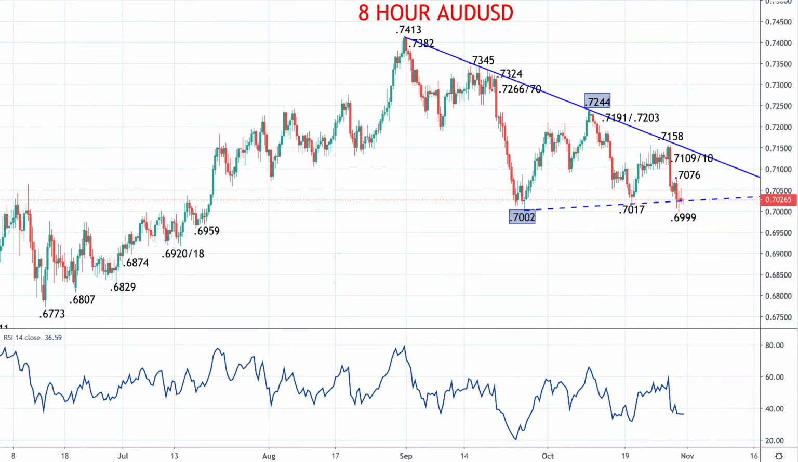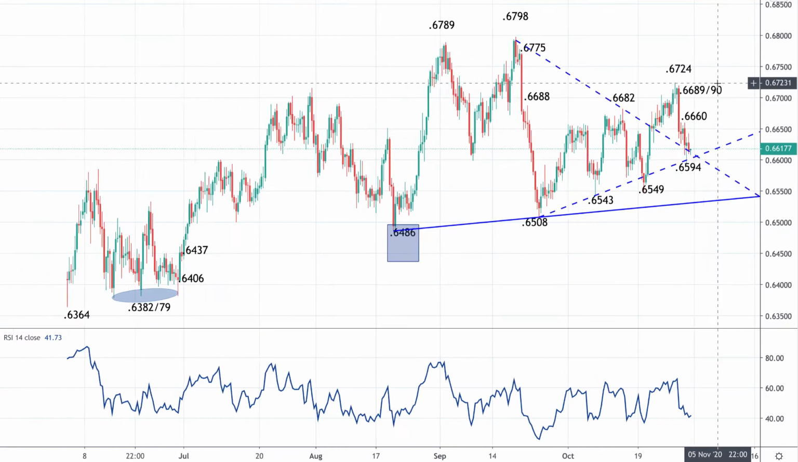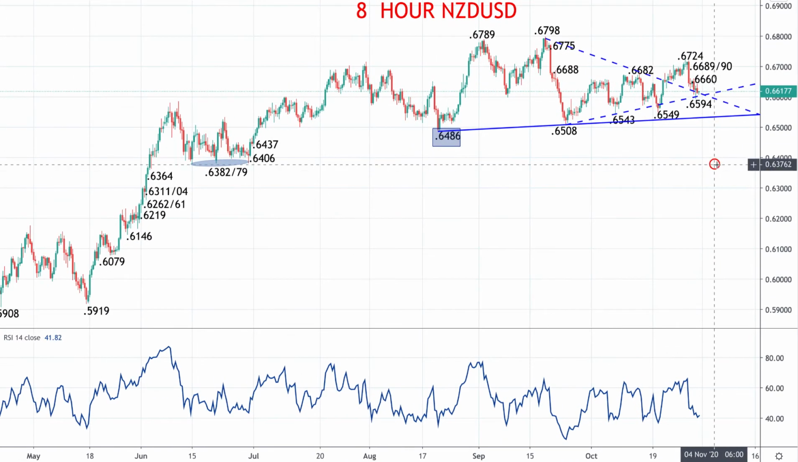So certainly very much seeing a risk off scenario for these risk currencies, and they're looking more vulnerable. So Aussie aiming lower, and it's a very similar story for the other risk currencies, New Zealand dollar and the Canadian dollar.